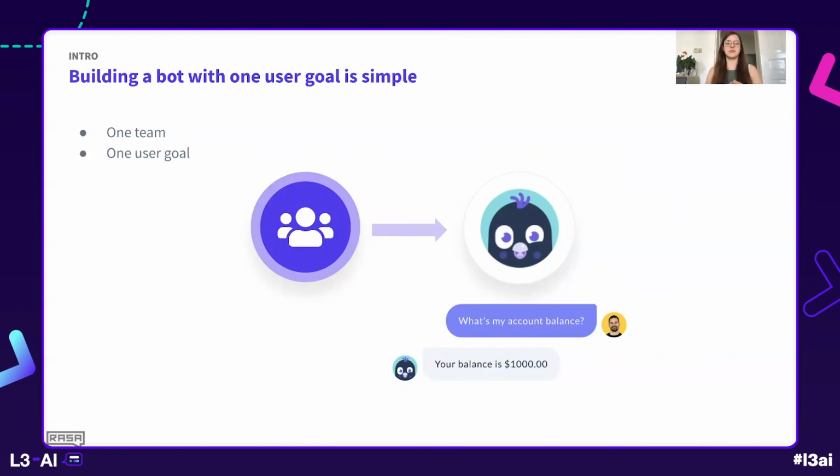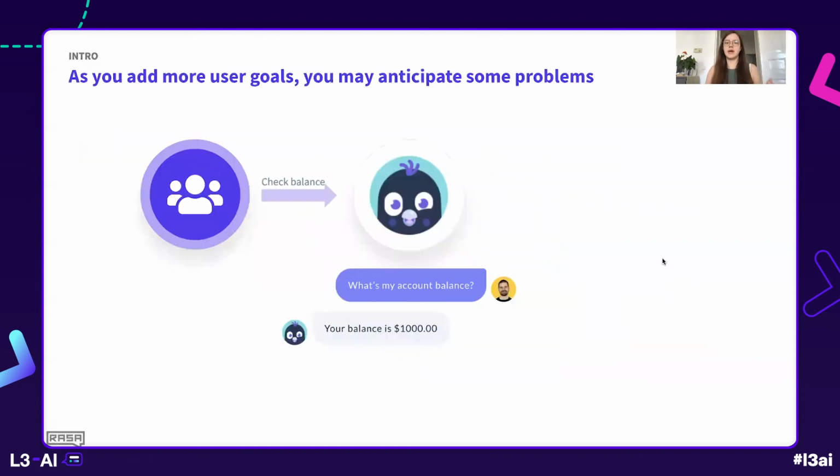So just to give you a picture of this, you are one team with a few people on it, and you want to build a financial bot with one user goal. So yeah, you're just kind of defining all the things that go around that. There's relatively few challenges there from anyone else. So that just starts off really simple. Then as you add more of these user goals, you may have some more problems or anticipate some problems.